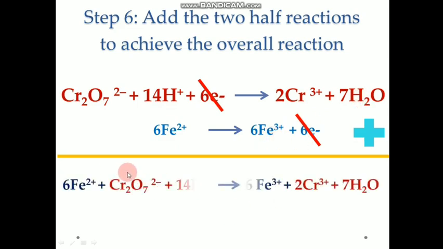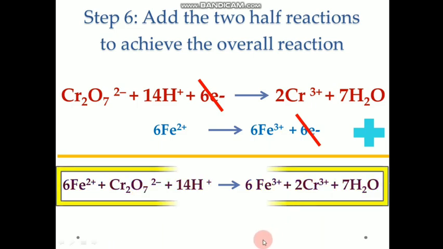So here we are adding 6 Fe2+ from this reaction, Cr2O7 2- and 14 H+ from this reaction, and 6 Fe3+ from this part, and Cr3+ plus H2O from this part. So both the reactions are added together to get our final overall equation. So this is our balanced redox equation. After 6 steps, we got our balanced equation by the half reaction method.